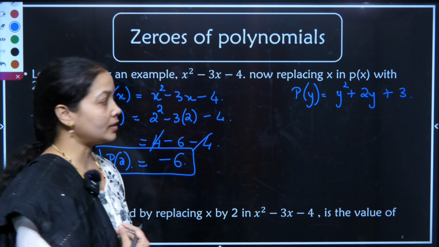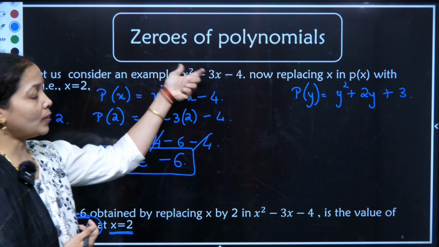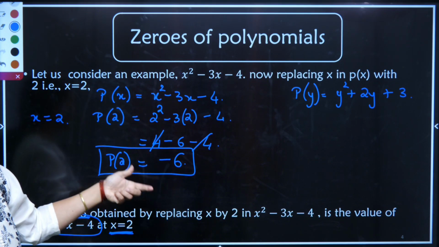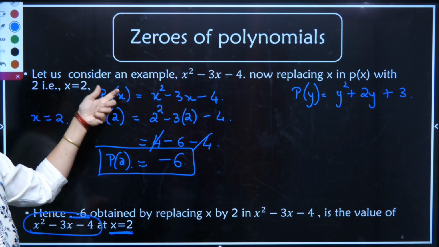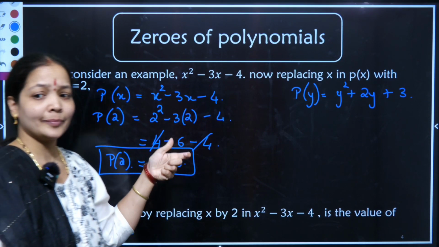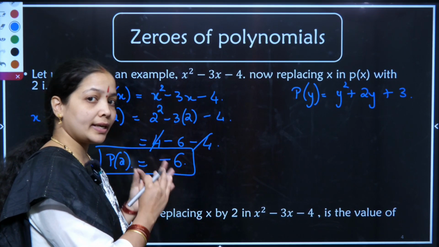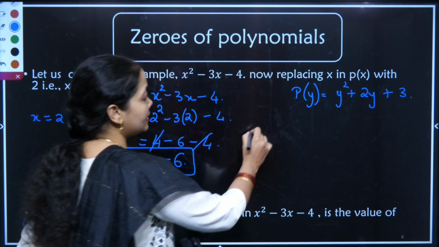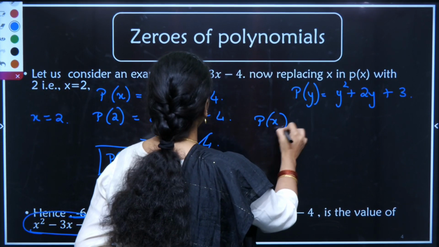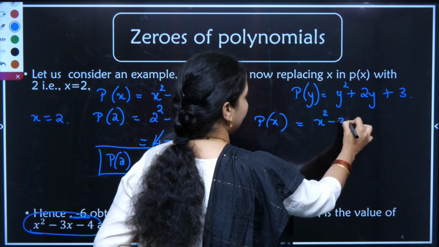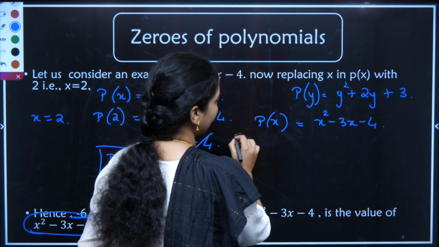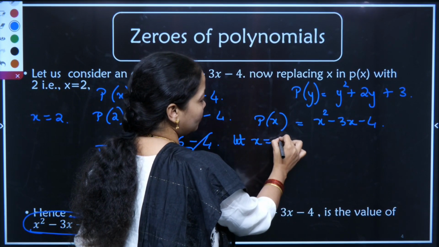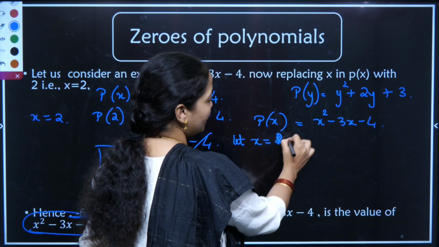In this equation, if I replace x with 1, I can get a different answer. If I replace with 2, I can get a different answer. So the value of the polynomial changes whenever we substitute different values. For example, if I take this p of x again and write it as x square minus 3x minus 4, let us consider one more value of x. Let x be equal to 2 or x be equal to 1.